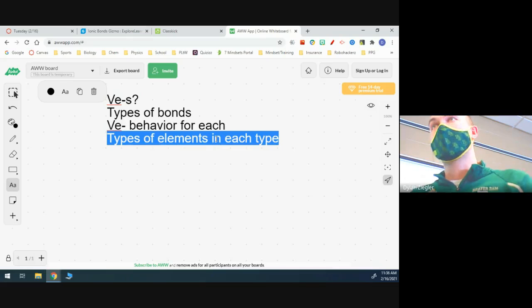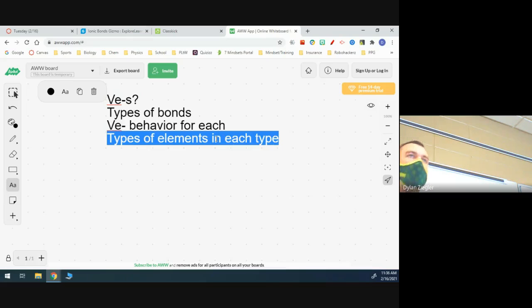Good. All right. So metallic bonds have metals only. They have metals only in that type of bond. All right. The way I remember it, metallic has the word metal in it. It's only going to be between metals.